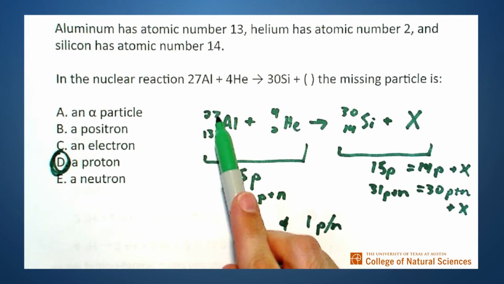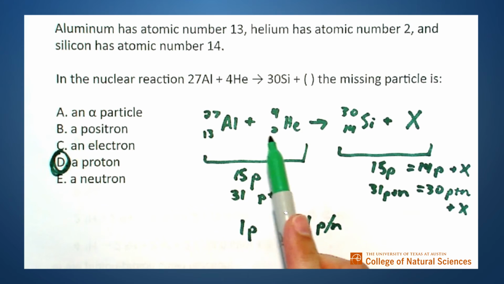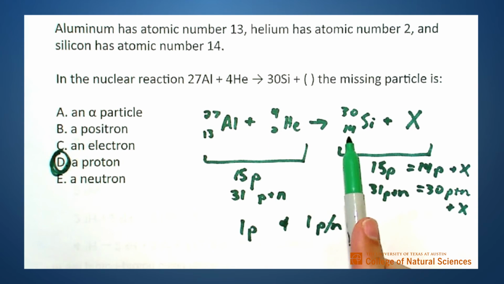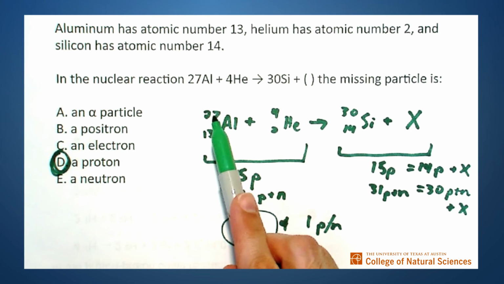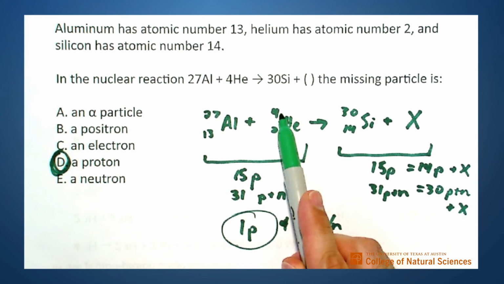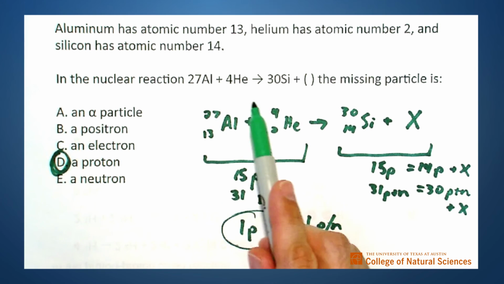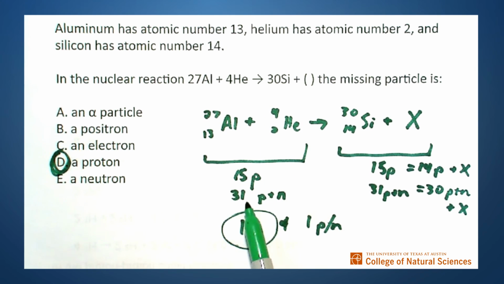Let's just look at this again. I have 13 protons plus 2 protons for a total of 15 protons. Here I have 14 protons plus my 1 proton for 15. That one checks. 27 protons and neutrons plus 4 protons and neutrons gives me a total of 31 protons and neutrons.